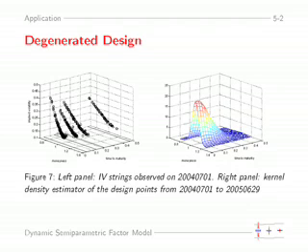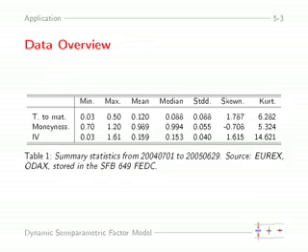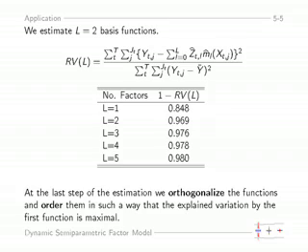I've shown you this film already, the degenerated design. The data that we are looking at here is from 2004 to 2005. And I made already this marketing advertisement here for the FEDC, Financial Economic Data Center. And as I told you, we don't know yet how to select L in this modeling approach, but we did some kind of preliminary elbow criterion approach here by looking at this residual variance, or this relative variance resolution, as a function of L.